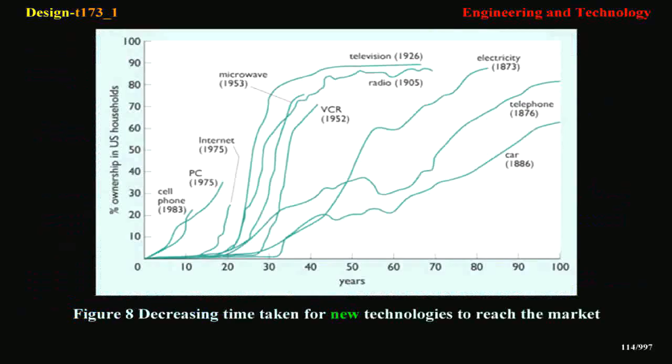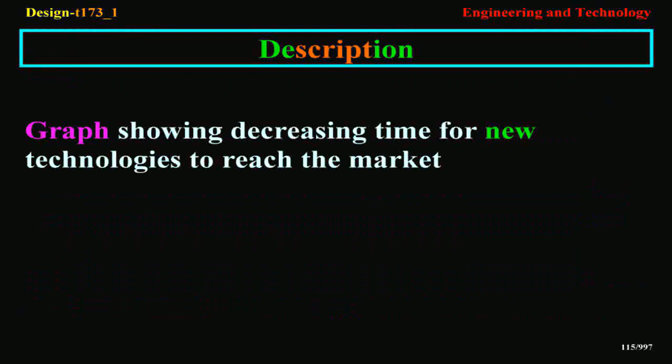Figure 8. Decreasing time taken for new technologies to reach the market. Description: graph showing decreasing time for new technologies to reach the market.